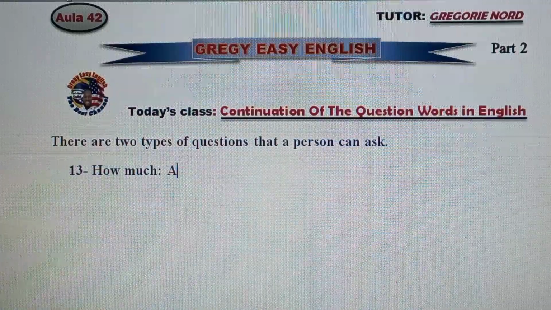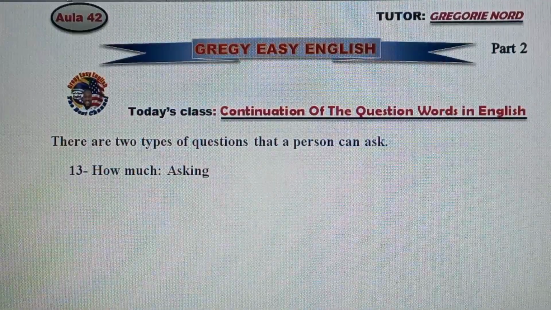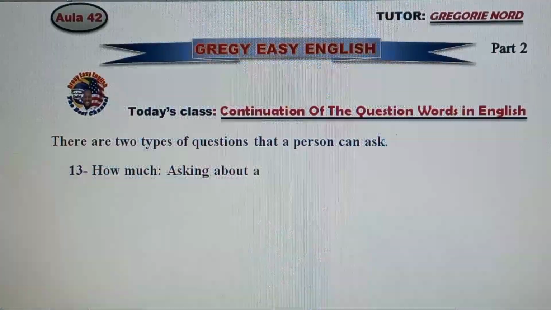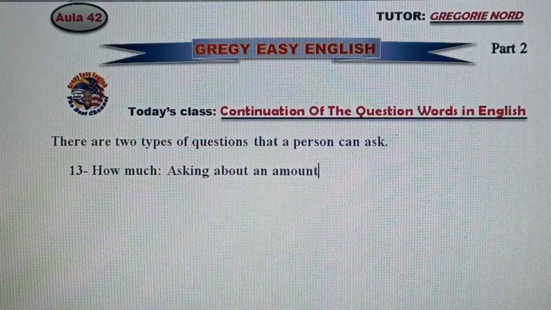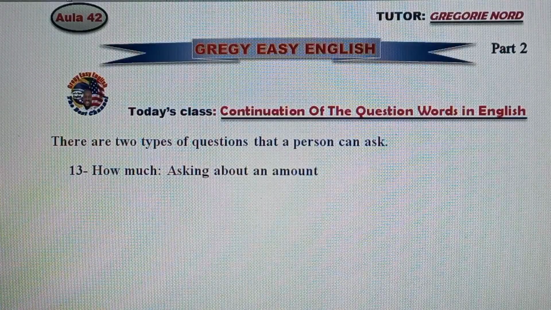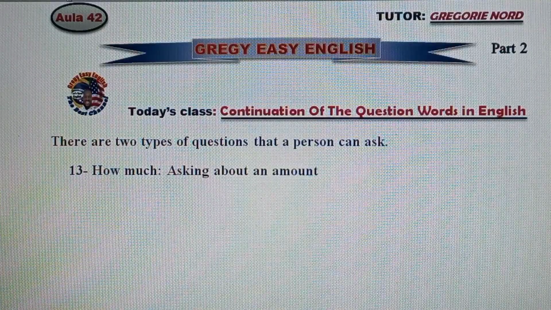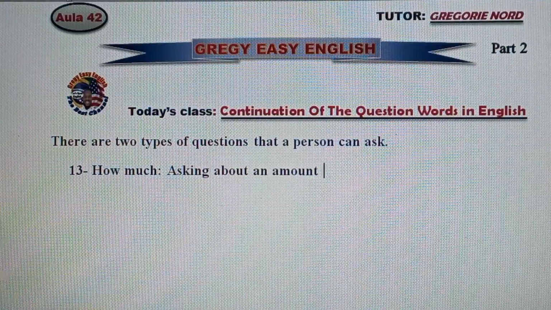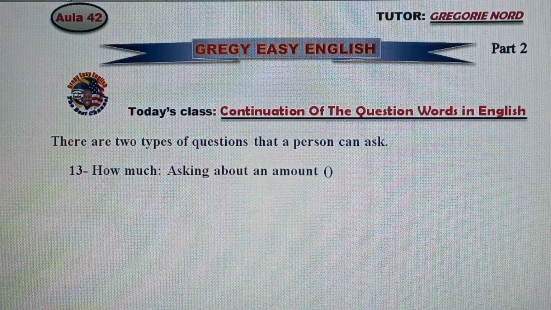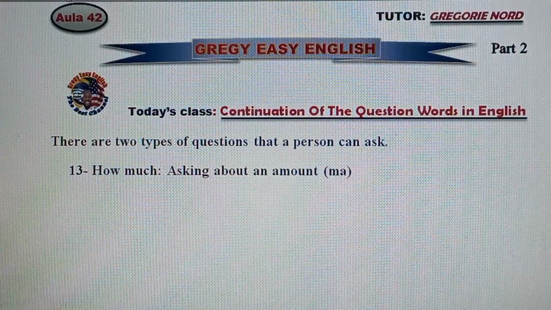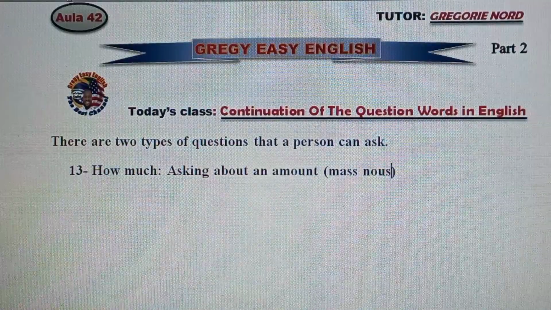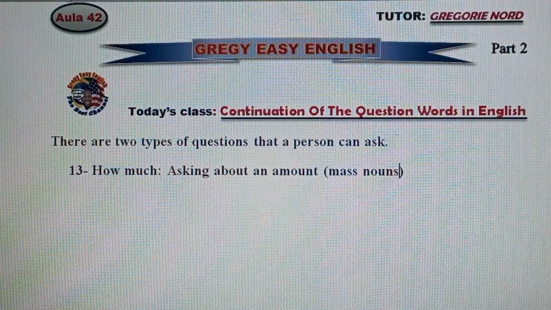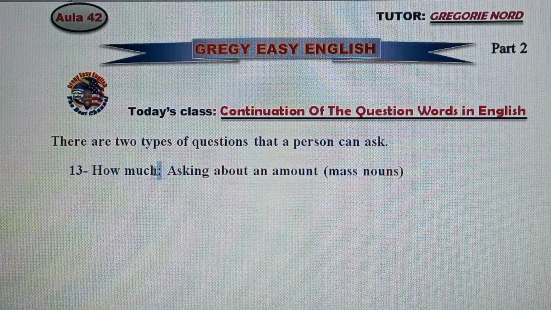How much, asking about an amount. But this is mass noun. Mass nouns. Eu vou explicar, pessoal. Fica tranquilo.